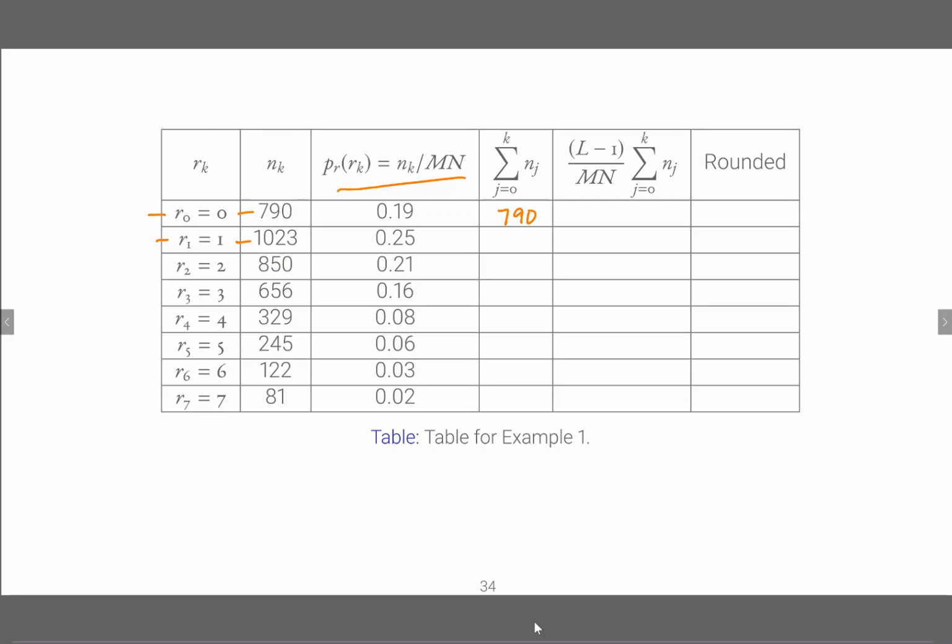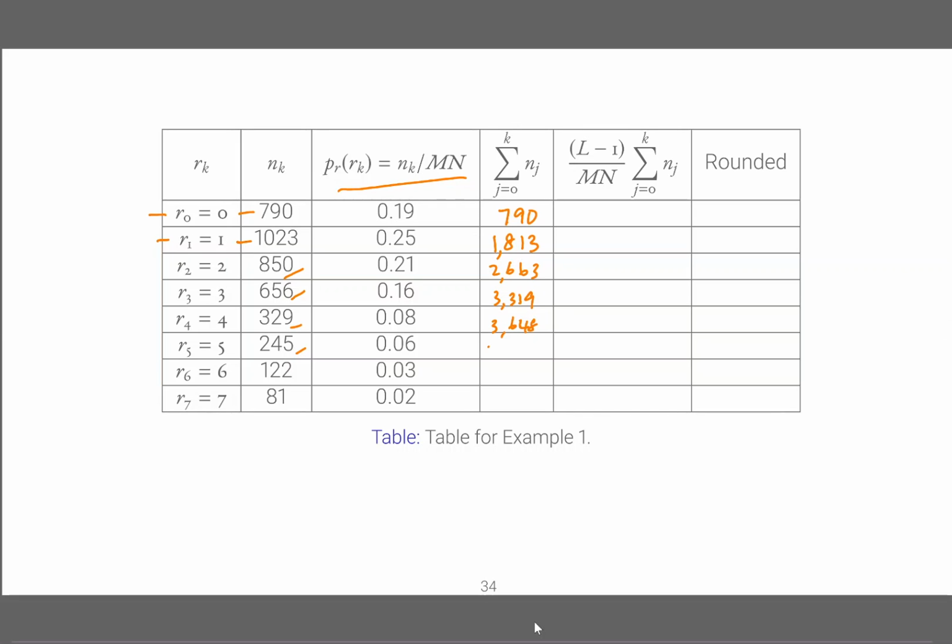So that would be 1813. To that we have to add 850. That would be 2663. To that we need to add 656, and we would get 3319. To that add 329. That would give us 3648. To that add 245.